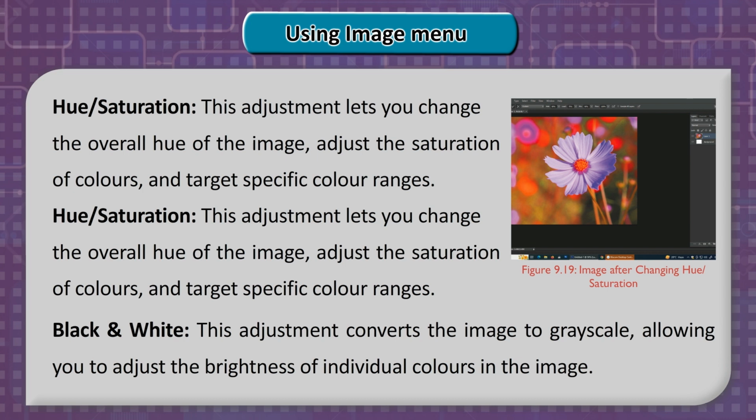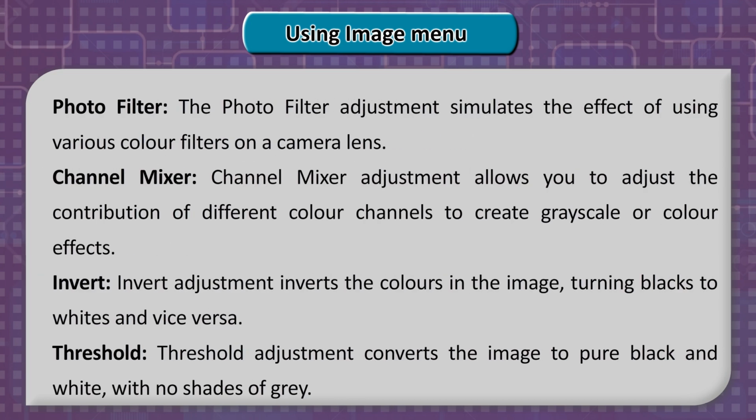Figure 9.17. Original image. Figure 9.19. Image after changing hue/saturation. Photo filter. The photo filter adjustment simulates the effect of using various color filters on a camera lens. Channel mixer. Channel mixer adjustment allows you to adjust the contribution of different color channels to create grayscale or color effects. Invert. Invert adjustment inverts the colors in the image, turning blacks to whites and vice versa.